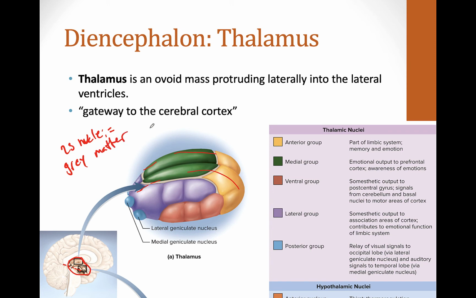So this is going to be involved in interpreting information as well as passing information to the cerebrum. So the thalamus is called the gateway to the cerebral cortex because the thalamus is right here, and it's going to receive information from the brainstem, cerebellum, and then transmit it up into the cerebrum. So almost every signal to the cerebrum has to go through the thalamus.